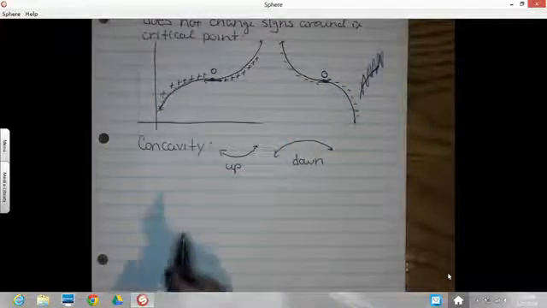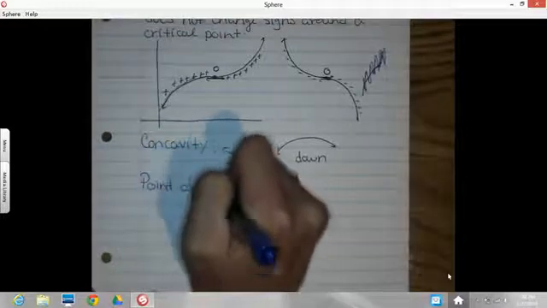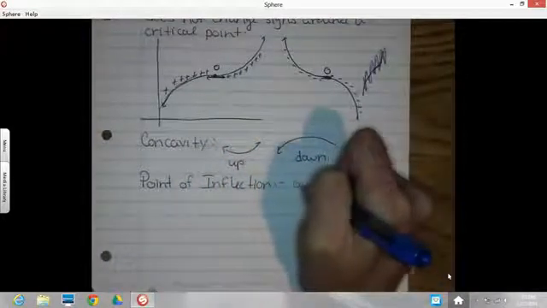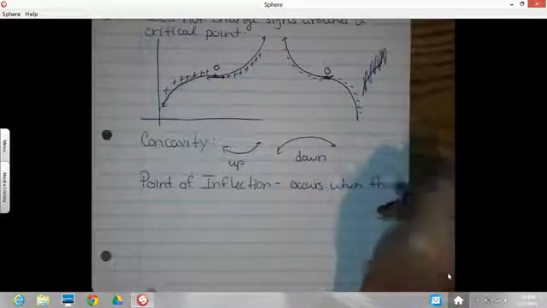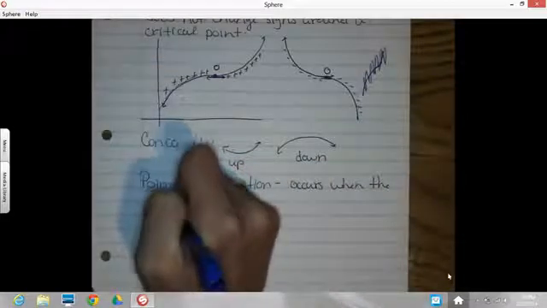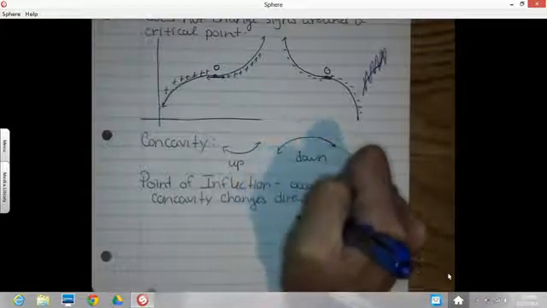You will get what's called a point of inflection. A point of inflection occurs when the concavity changes direction around a critical point.